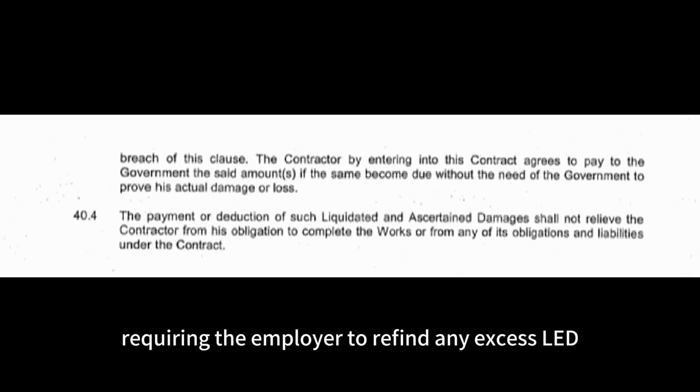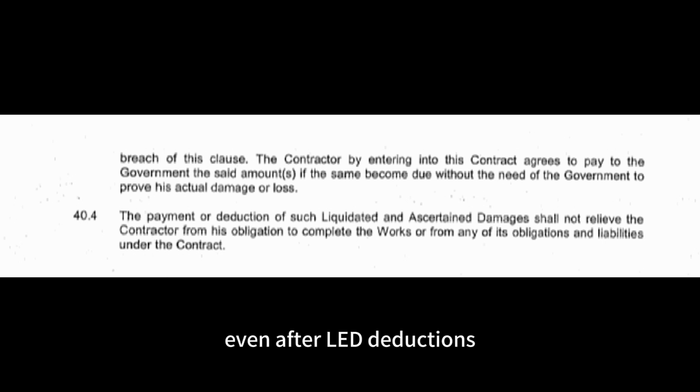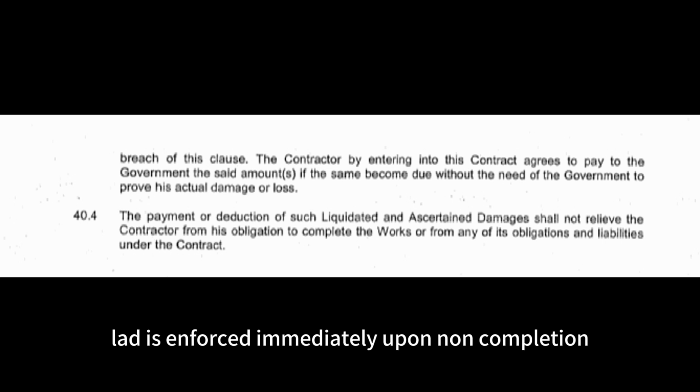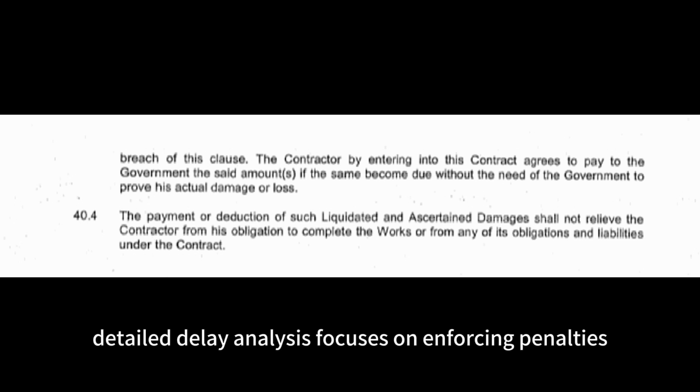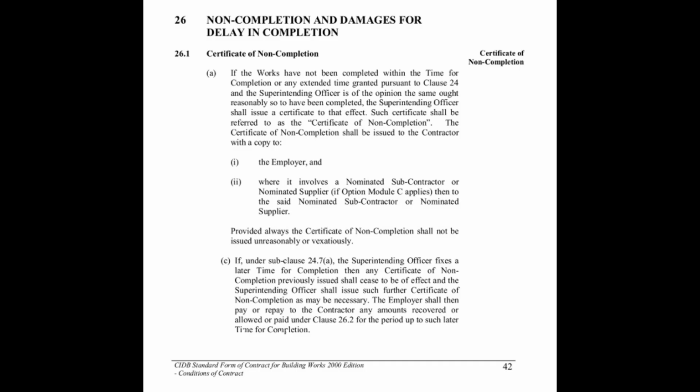The SO can extend the completion date later, requiring the employer to refund any excess LAD deducted for the extended period. However, the contractor remains obligated to complete the works even after LAD deductions. Key differences: LAD is enforced immediately upon non-completion, without needing proof of actual loss. The employer has strong recovery rights: direct deductions, bond claims, and debt recovery. There is no detailed delay analysis; it focuses on enforcing penalties rather than assessing causes.